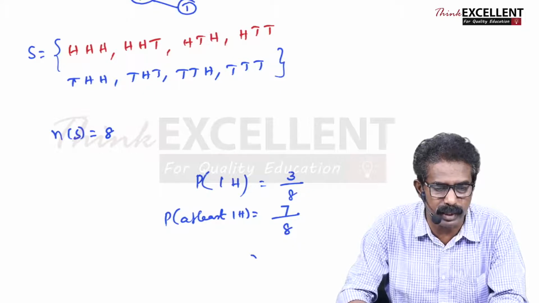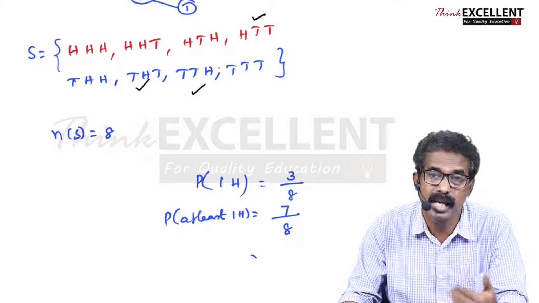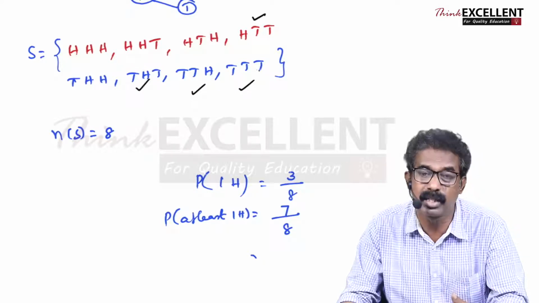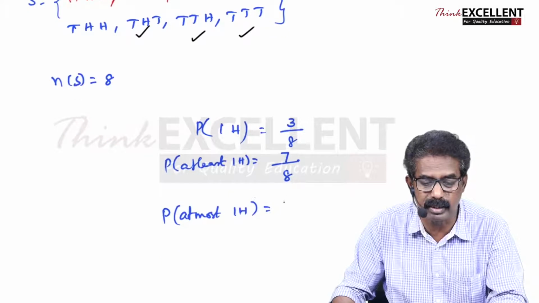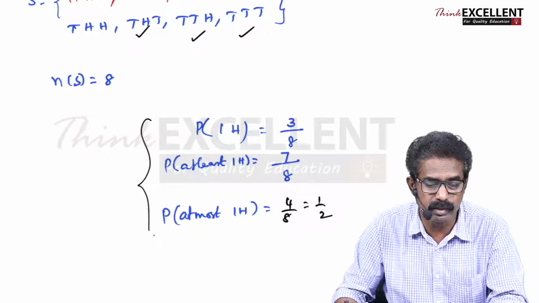So you can take the 1 head cases, and less than 1, that means 0 head. The TTT also you can take. So how many cases are there? 4 cases. So our answer is 4 by 8. You can write it as 1 by 2. Be very careful in this one.